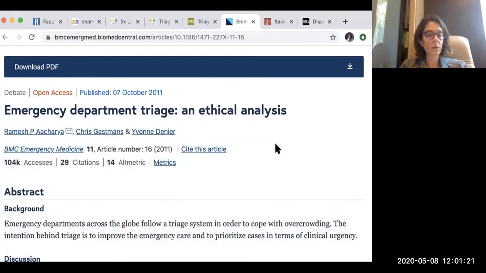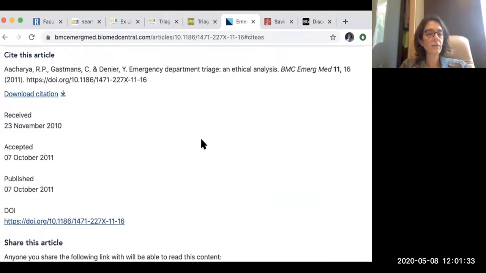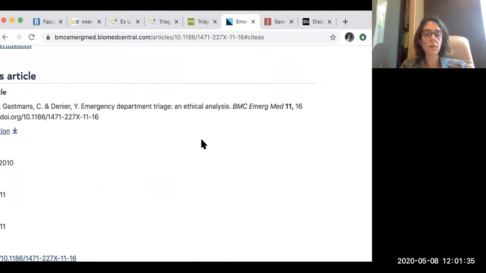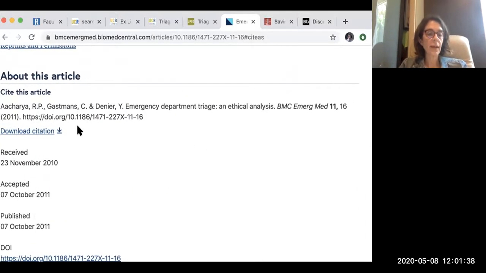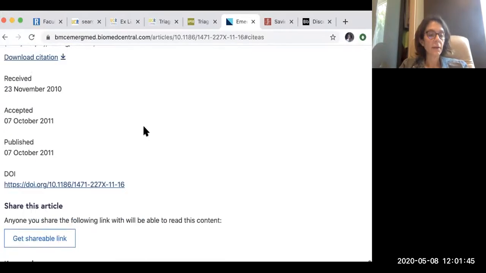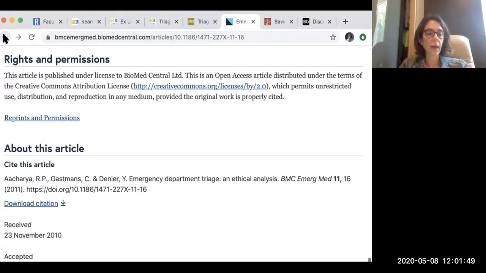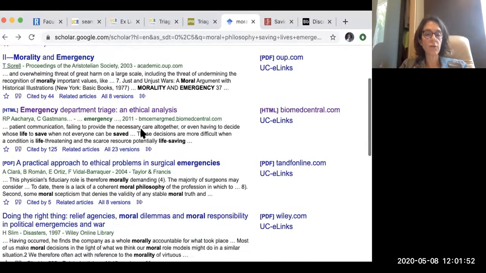I'm just going to accept these cookies. And it's BMC Emergency Medicine, issue 11, article number 16. If we look at the citation of the article, this is an APA citation, so you want to change it to MLA. BMC Emergency Med is the journal. This is absolutely academic, right? You're on Google Scholar, you're seeing all of the markers for this.